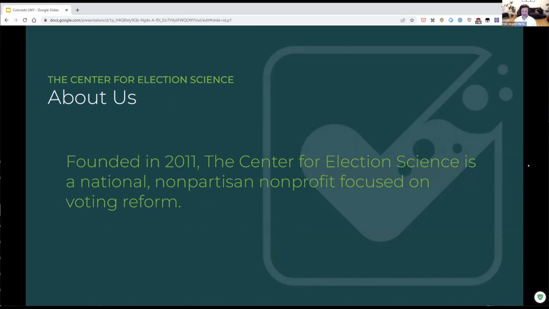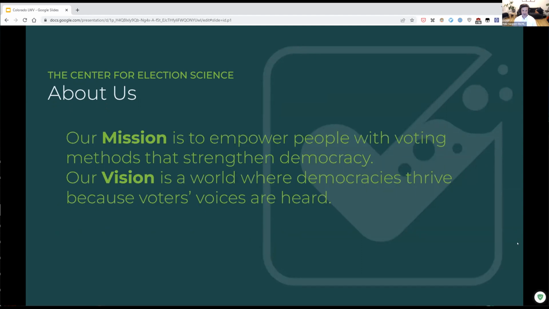So the Center for Election Science was started in 2011. So we haven't been around that long, especially not compared to FairVote, but we're a national nonprofit focused on voting reform, with our mission being focused on empowering people on voting methods to strengthen democracy. And our vision is a world where democracies thrive because voters' voices are heard. One of the important things about our mission and vision is that we're not necessarily centered around one voting method in particular. We really like to look at all voting methods, compare them all, and really look at the science, the game theory, the mathematics, as well as the history and the ease of implementation in order for us to decide which one we want to recommend in any scenario where people come to us and say, hey, what voting method should we use in this scenario?